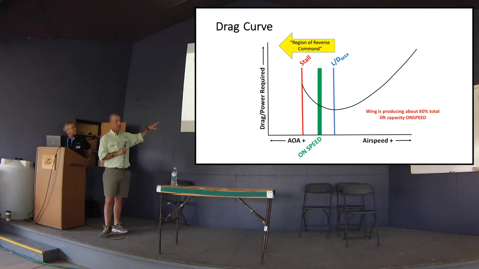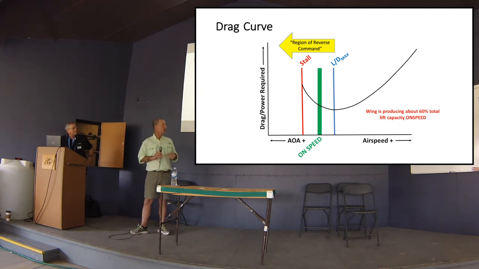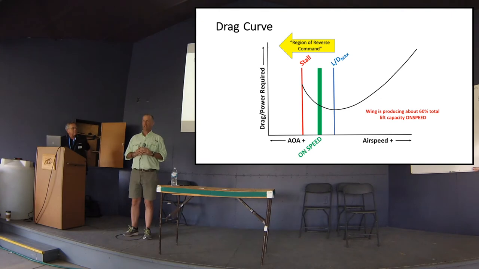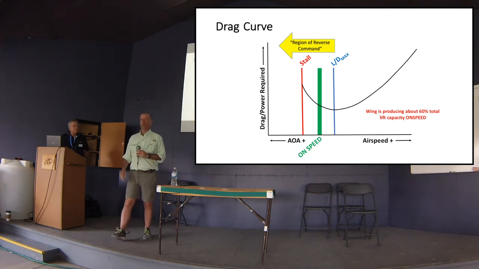But nothing good happens in the region of reverse command unless you actually know what you're doing with the airplane, because the airplane will continue to decelerate. So on speed, this magic number that we're talking about, is about halfway between L over D max and the stall on the back side of the drag curve. And we'll get into that in a little bit more depth. But if you only remember one diagram from the whole brief, this is a great diagram to remember. So it's a big U with three stripes, and on speed is about halfway between the bottom of the U and where the airplane actually stalls.